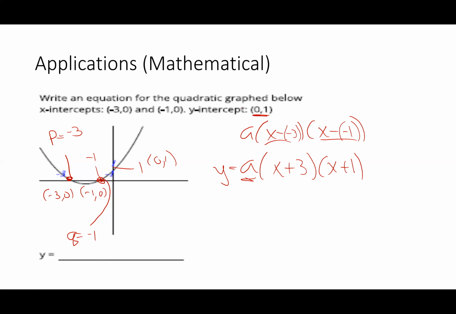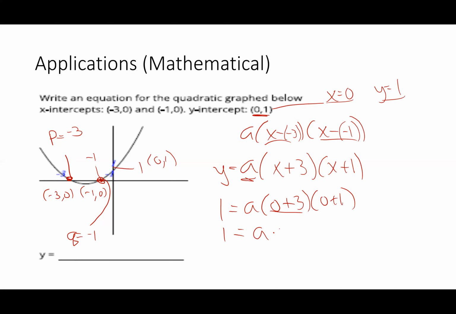So I'm going to use this coordinate pair here, which tells me that x equals 0 and y equals 1. All right, so y equals 1, x equals 0. So I get 1 equals a times (0 plus 3)(0 plus 1). Well, that's a times 3 times 1, which is really just 3a. Divide both sides by 3. A is 1/3. And that's everything we need and more.